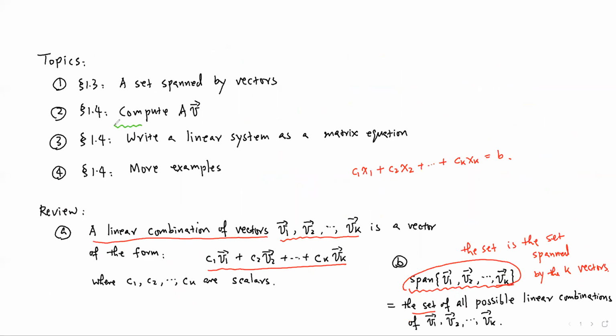Topic 2: the formulas to compute a matrix times a vector. A matrix times a vector, the result is a vector. The formula is the definition, or the definition is below.